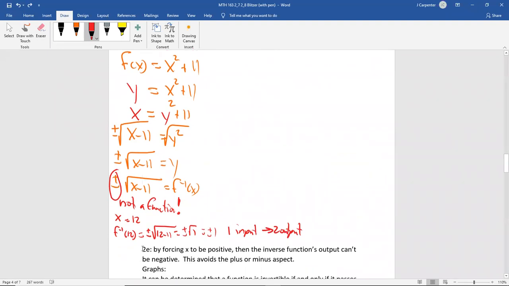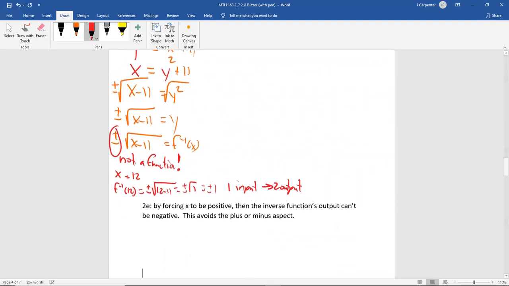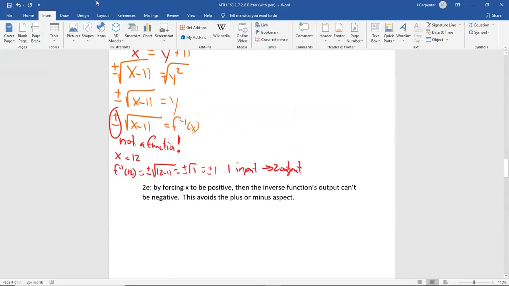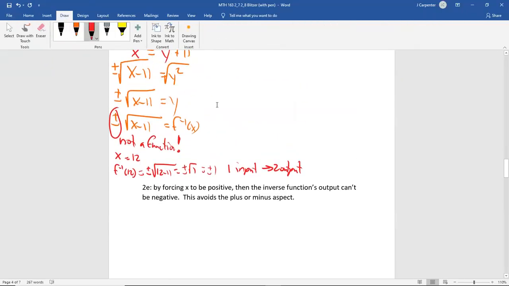So here is the note that goes with that. For this 2e, and it's going to sound a little confusing because remember the domain of a function becomes the range of an inverse function. The range of a function becomes the domain of an inverse function. So by making that restriction, by forcing x to be positive or 0, by forcing it to be non-negative more explicitly, then the inverse function's output can't be negative. Okay, so we're forcing the input of the function to be positive, which means the output of the inverse can't be negative.